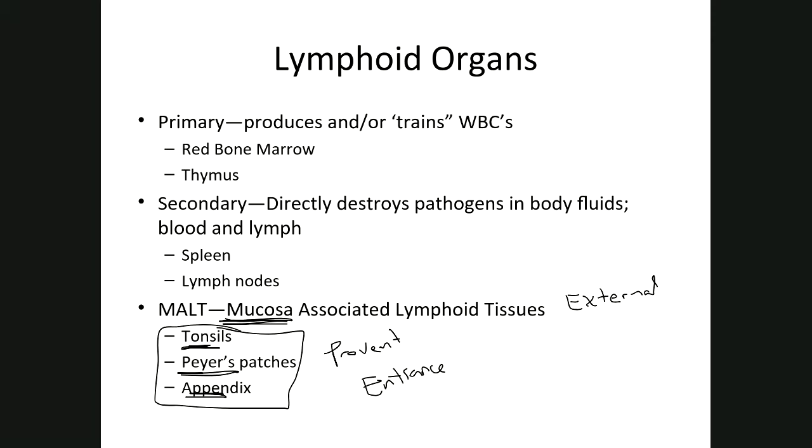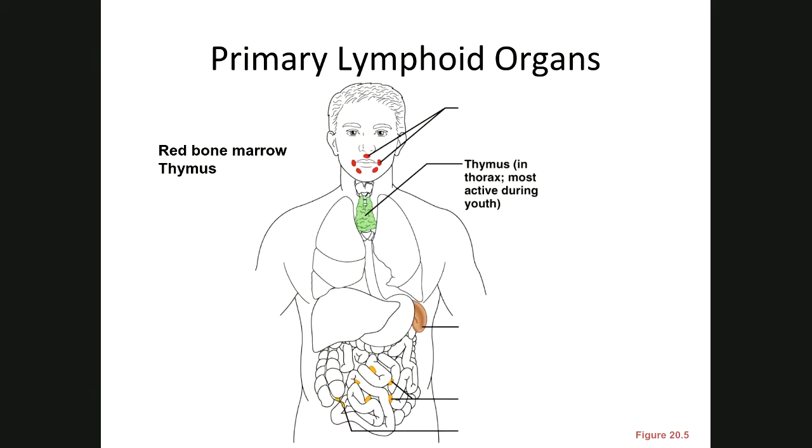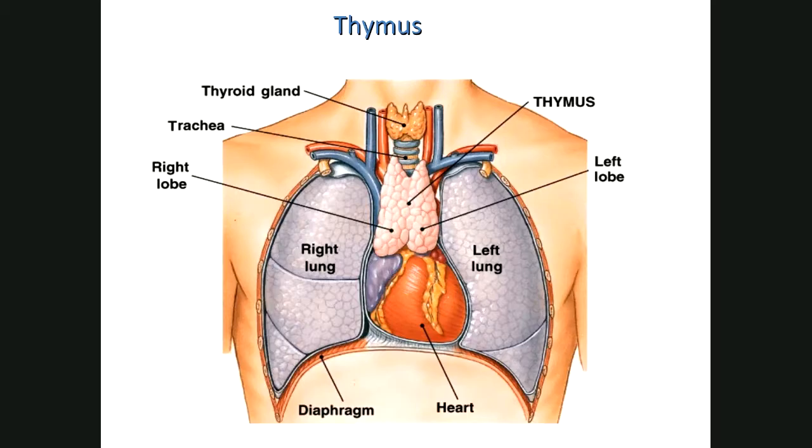So let's look at the lymphoid organs. Let's look at the primary ones first. Remember, there are two of these. There's the red bone marrow and the thymus. Those are the two primary lymphoid organs. So let's look at the thymus first. So the thymus is kind of a strange little organ. First of all, it's located in the mediastinum. So it's in the middle part of the chest.